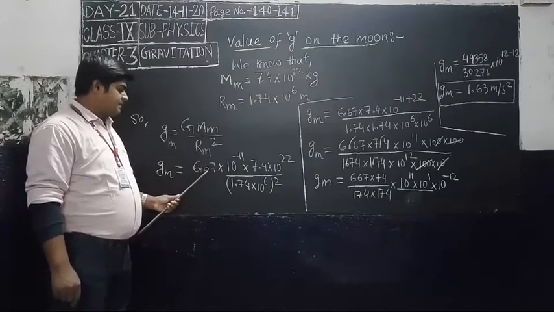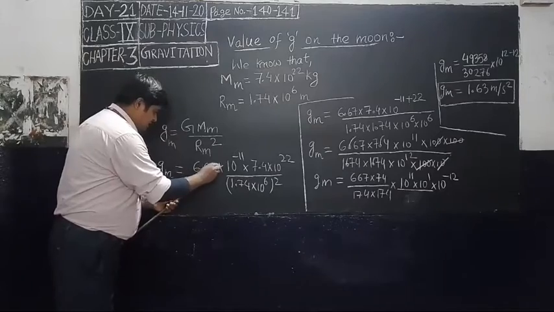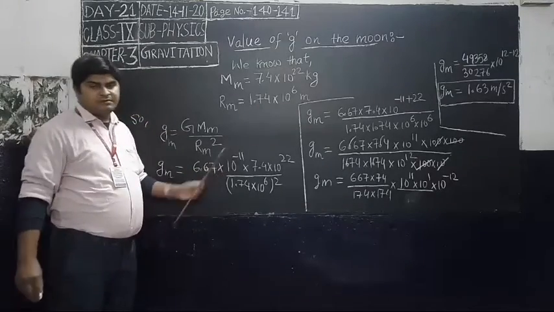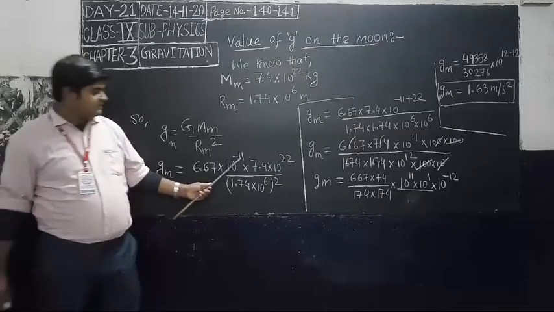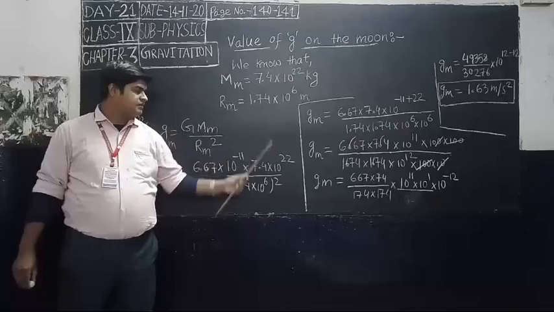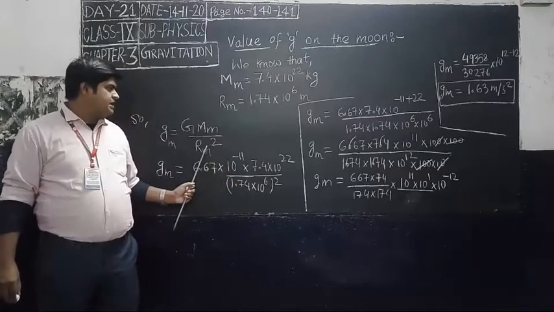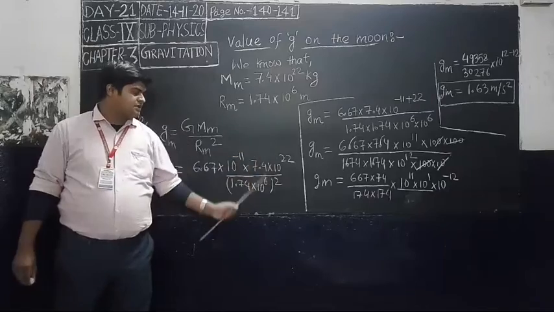Now put the values of G, Mm and Rm. You know the capital G value is 6.67 into 10 to the power minus 11. Capital G 6.67 into 10 to the power minus 11, into mass of the moon 7.4 into 10 to the power 22 kg, by radius of the moon 1.74 into 10 to the power 6, whole square.